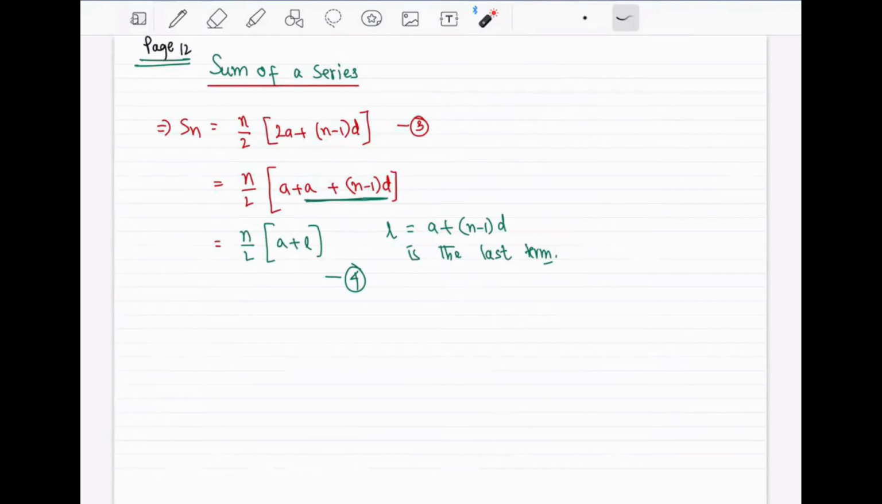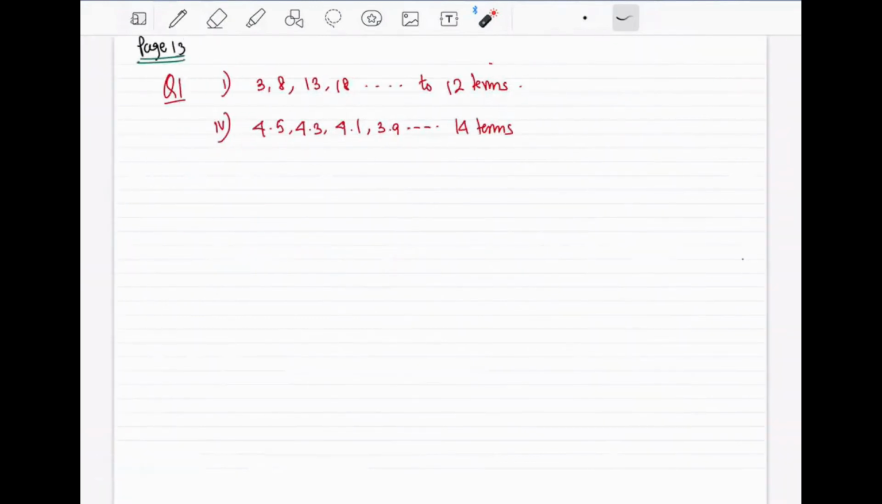Okay, let's take up a few examples in order to illustrate how this formula works. Let's take up an example from your textbook. Question number 1 from your exercise 6.2. Question number 1, Roman number 1, an arithmetic progression is given here. Question 1's sum: the sum of all these terms, up to how many terms? Up to 12 terms. Okay, so let's write Roman number 1 solution.